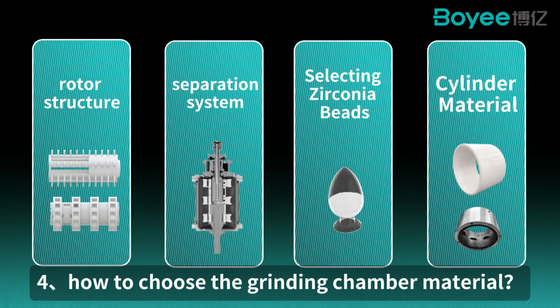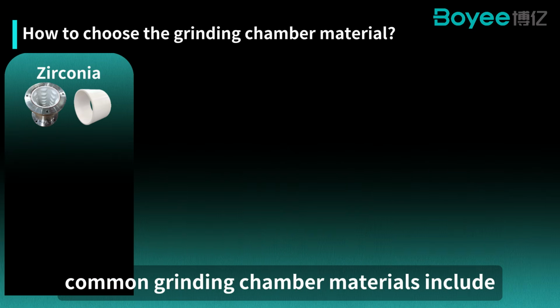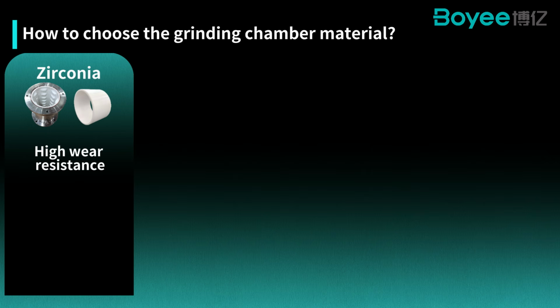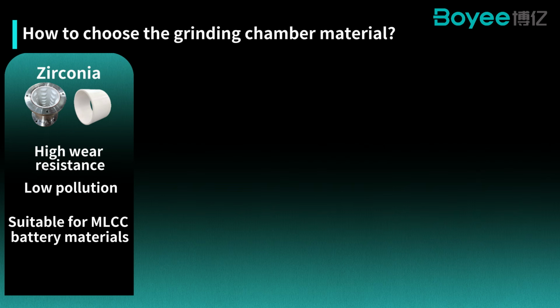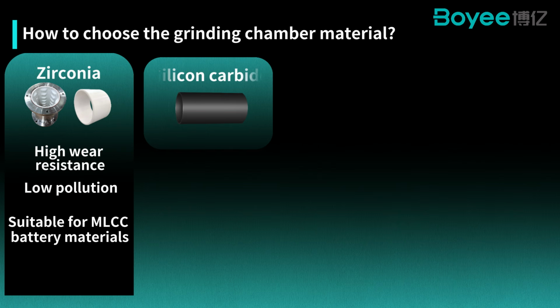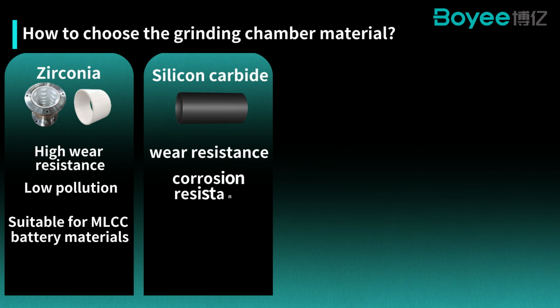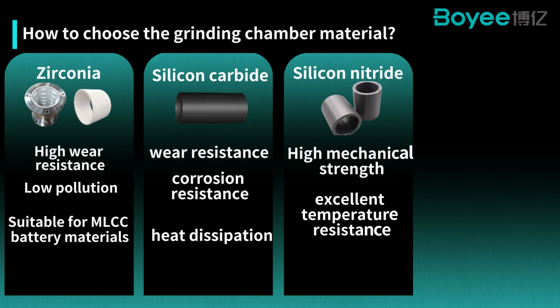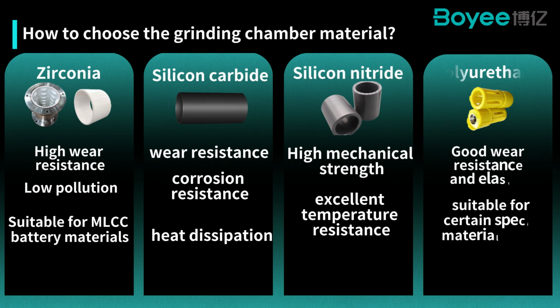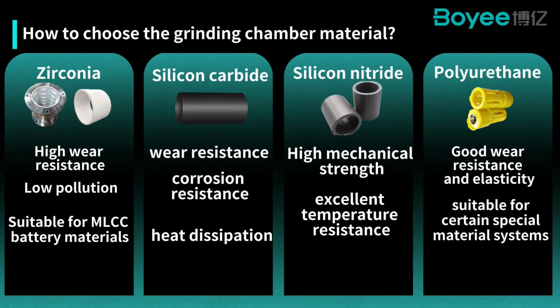4. How to choose the grinding chamber material. Common grinding chamber materials include zirconia ceramic: high wear resistance and low contamination, ideal for high-purity applications such as battery materials and MLCC. Silicon carbide: excellent wear resistance, corrosion resistance, and heat dissipation. Silicon nitride: high mechanical strength and excellent temperature resistance. Polyurethane: good wear resistance and elasticity, suitable for certain special material systems.